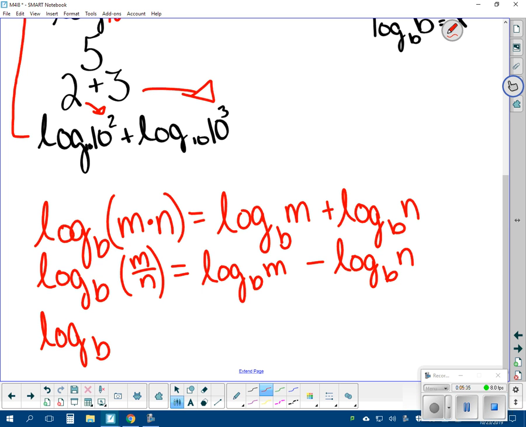Third property, log base b of m to the c power can be rewritten as c times log base b of m.